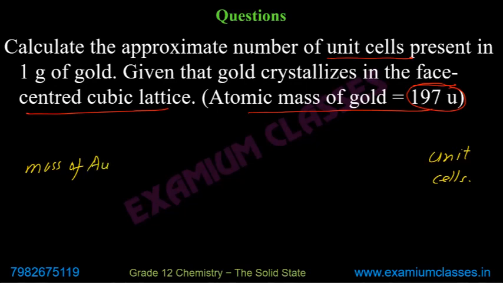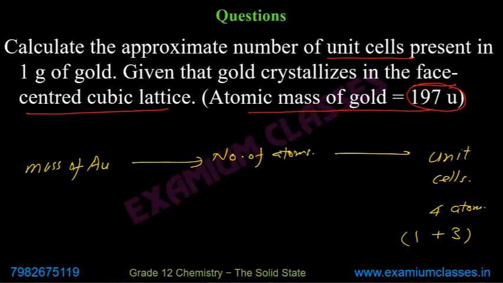From here, you know that in FCC, the total contribution is 4 atoms. In one cell, the total contribution is 4 atoms because from corners 1 and from faces 3. Total 4 atoms. So from the mass, if you can calculate the number of atoms in that mass, you divide that by 4, you will get unit cells. One unit cell has 4 atoms, so 4 atoms will make one unit cell. So number of atoms divided by 4 will give you unit cells.